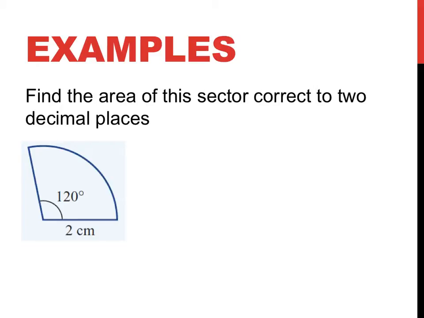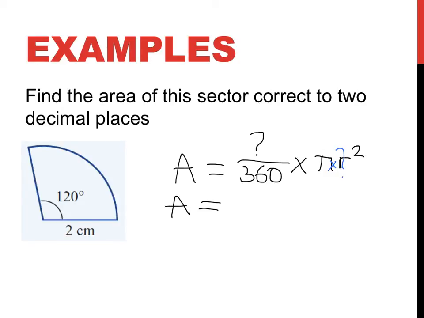Okay, let's have a look at our first example. Find the area of this sector correct to 2 decimal places. Now I know my area is my fraction of the circle times my formula, pi r squared. If you want to write in that times in there, you can, if that helps you remember. The first thing we need to do is work out, what fraction do I have? And what's my radius? Well, I have 120 over 360, and I'm timesing that by pi times my radius, which is 2, squared.